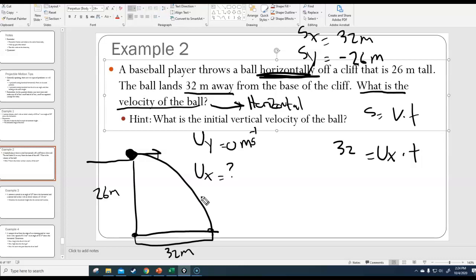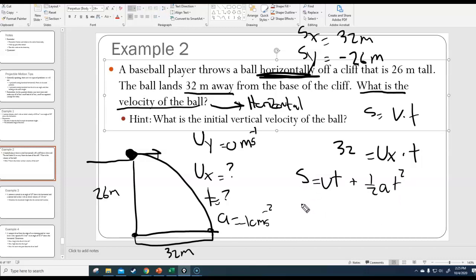So let's say I want to find the time. I do have uy is 0, and I do have sy is negative 26, and I know the acceleration is going to be negative 10 meters per second squared because the ball is in free fall. So if I want to find the time, I have s, u, t, and a. That means I can pick an equation that has those variables, like this one, and I can plug in.